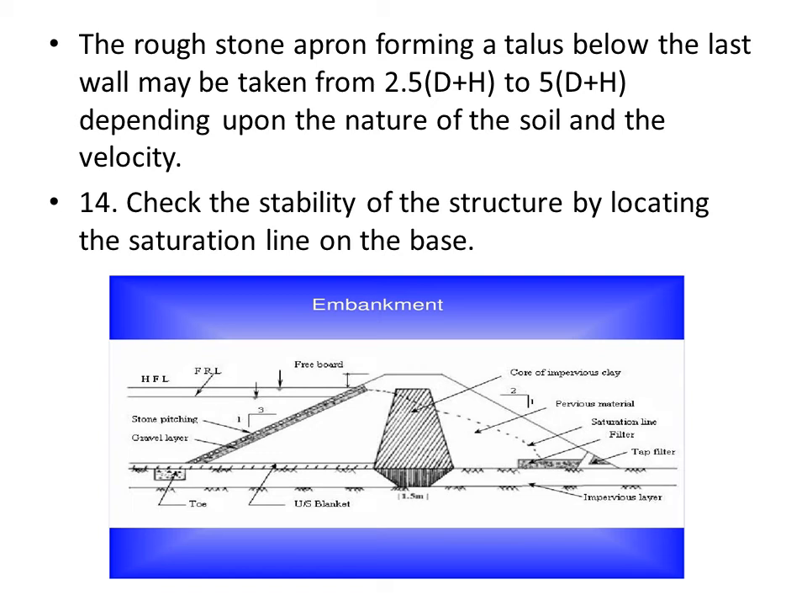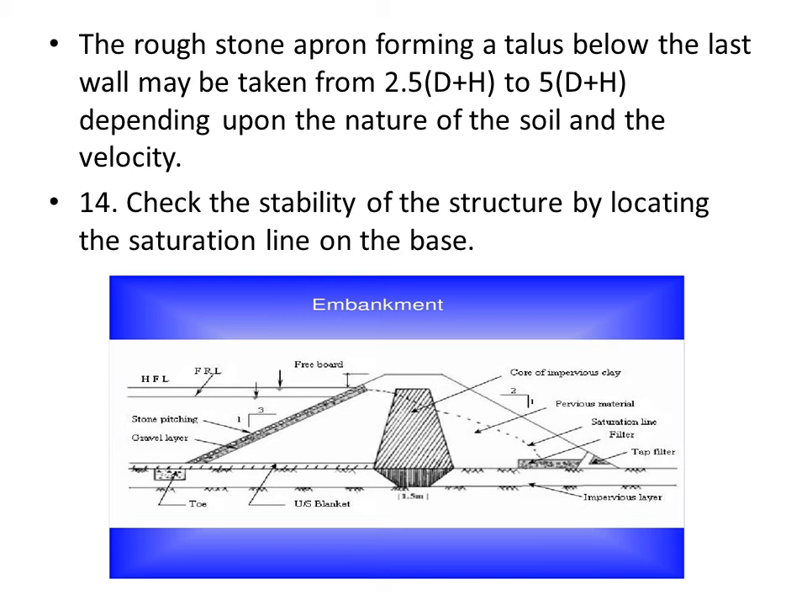Then check the stability of the structure by locating the saturation line on the base. Then we have to check the stability of the structure by locating the saturation line on the base. So there are methods for checking the stability of the gravity structure, and we use that method to check the stability of the structure.